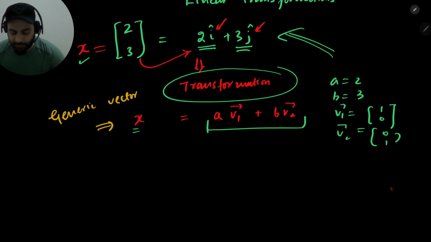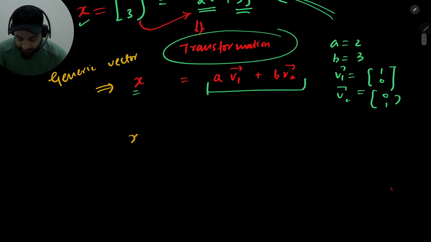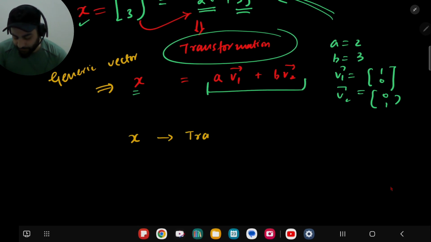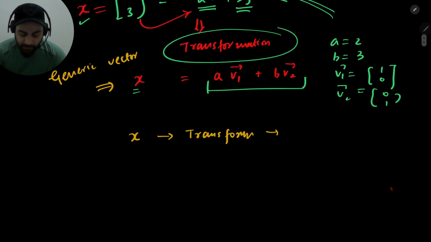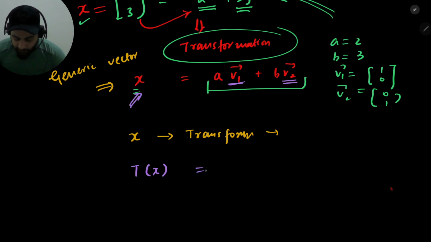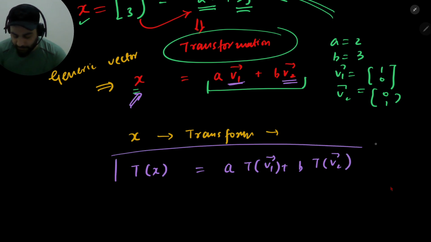What I told you is that if there is a vector x and we apply some transformation, we'll get some transformed vector. But in order to get the transformed vector, our job is to see only two things: where this v1 went and where this v2 went. We only have to keep track of this. So we can write T of x, the transformation of this x vector, is equal to keeping the coefficients as they are, a times T of v1 plus b times T of v2. This is what actually is the meaning of the linear transformation.